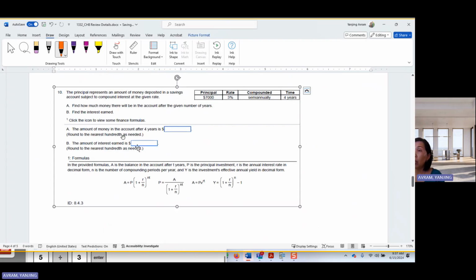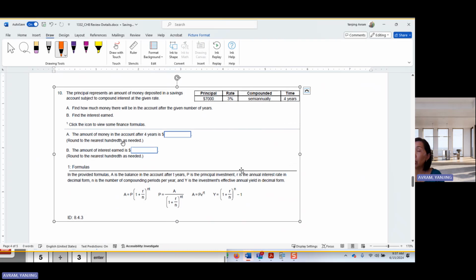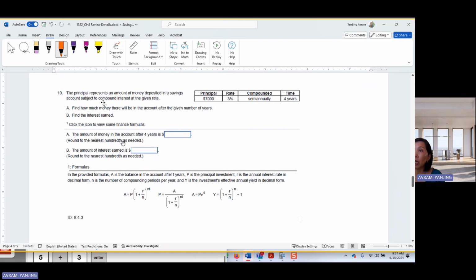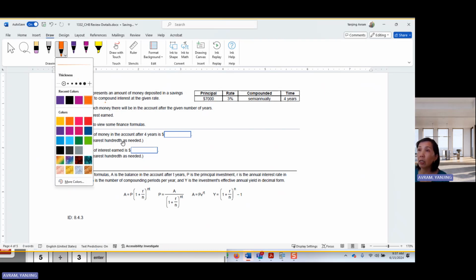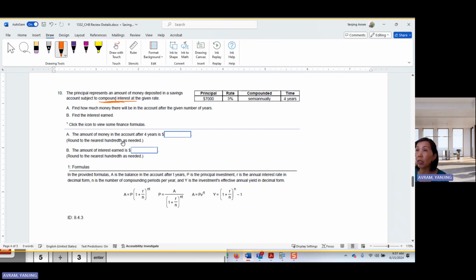Okay, let's move on. This section in here. The principal represents the amount of money deposited in a savings account subject to compound interest at a given rate. Okay, so remember this one is compound interest. Since it's compound interest, we cannot use the simple interest rate. So these formulas are for the compound interest calculation.